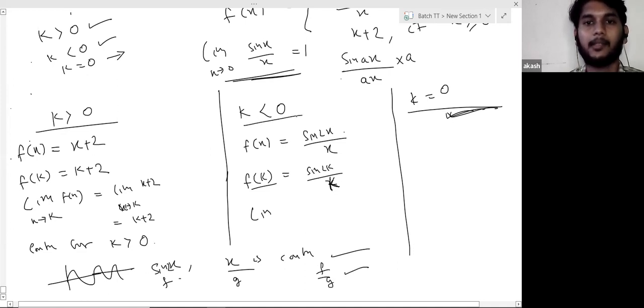So for k less than 0, you can do this limit: x tending to k, sin 2x by x. So this is also sin 2k by k. Why will we not be doing the standard formula? Because x is tending to k, right? k is not 0 here. That standard limit is applicable when x is tending to 0. All right, Sahel?